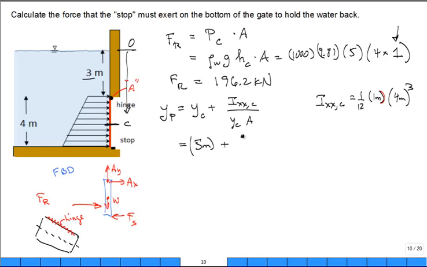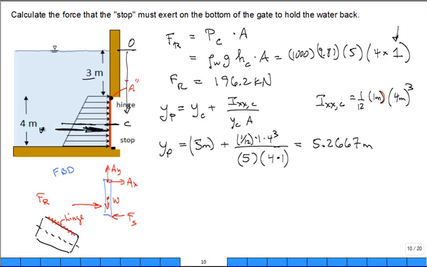So that becomes 1/12 times 1 times 4 cubed divided by y sub c, which is 5, times the area. The area is 4 times 1. So we find that y sub p is equal to 5.2667 meters, meaning it's below 5. It's a little bit below 5. It's 5.2667. True? All right, so that gives me y sub p. So that's where it's applied at, right there. F of r applied at y sub p of 5.2667.